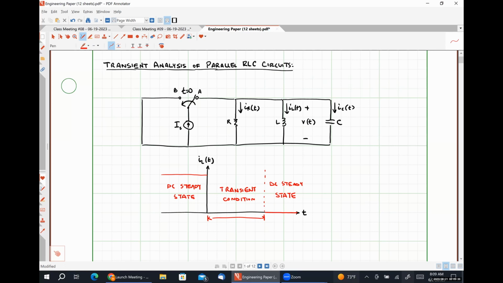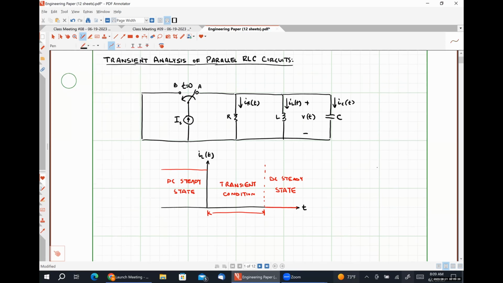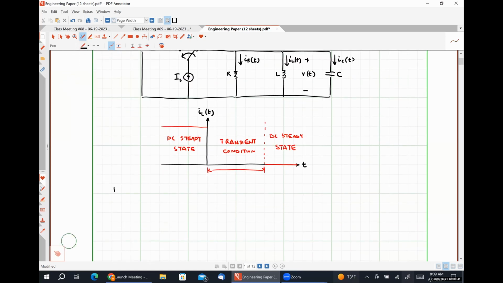All right, so during the transient condition, meaning 0 plus is less than or equal to t is less than infinity, we can write a Kirchhoff's current law equation. Actually, let me say this really quickly.